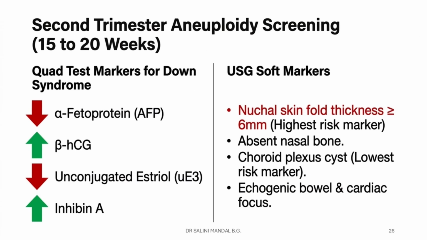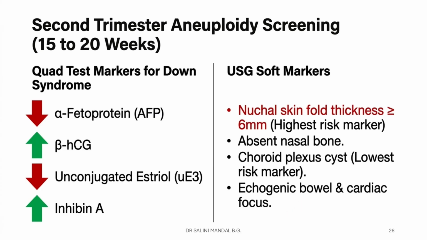The same way, in the second trimester also we are going to do nuchal skin fold thickness, and if it is more than 6 millimeter, again that is a problem. Okay, wherein apart from that we find out that there is going to be absent nasal bone, choroid plexus cyst is present, and echogenic bowel or cardiac focus.